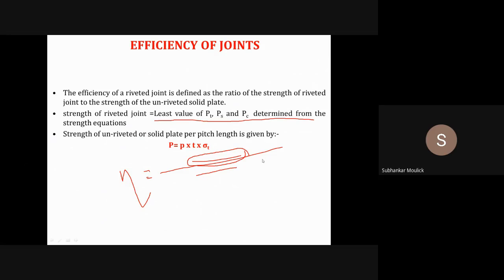So that value is divided by the strength of the unriveted solid plate, and the strength of the unriveted solid plate is given by P is equal to p t sigma T. Small p is nothing but pitch, because we know that sigma T is equal to P divided by cross sectional area. If the rivet was there, the cross sectional area was (p minus d) into t. Since the rivet is not present, we ignore this d, and the formula becomes capital P is equal to small p into t into sigma T. What is this small p? Small p is pitch.